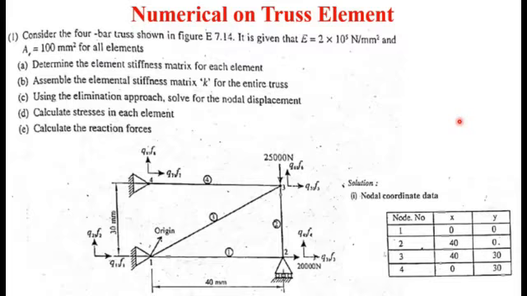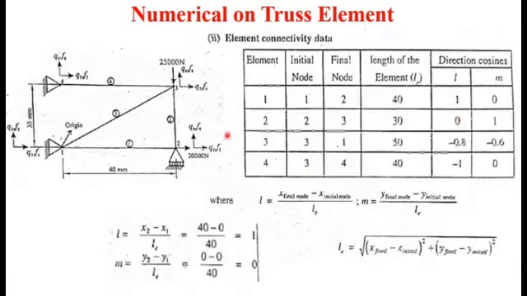Now the next step is to calculate the element connectivity data. First of all we have to prepare the elemental connectivity data and calculate the direction cosines L and M. The first column is the element number 1, 2, 3, 4, then the initial node and final node of each element. For the first element, the initial node is 1 and the final node is 2.